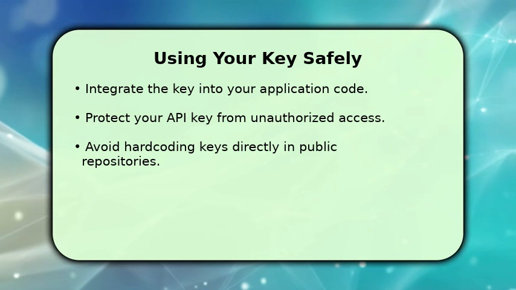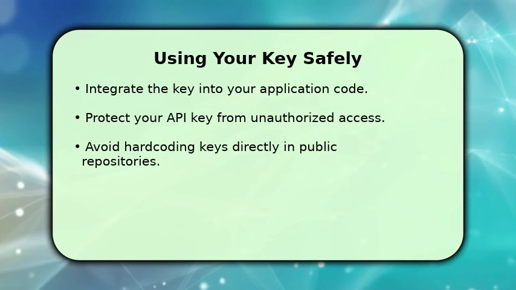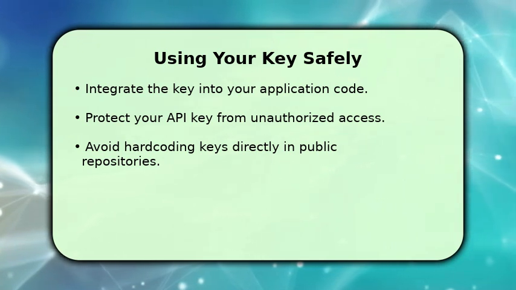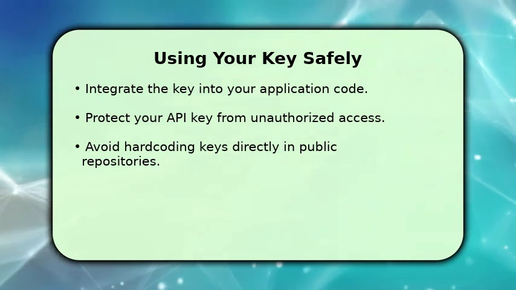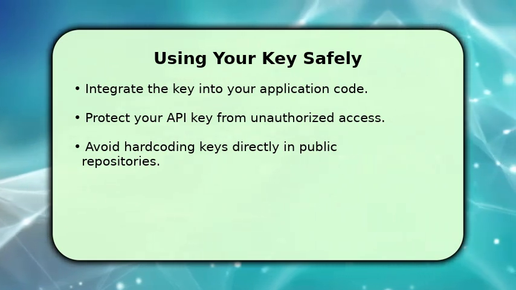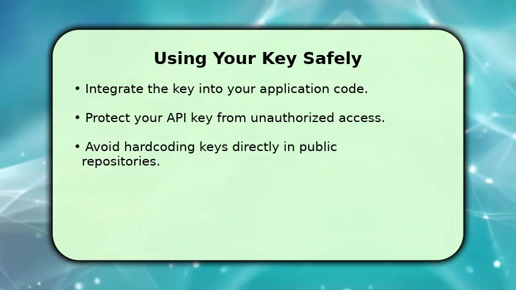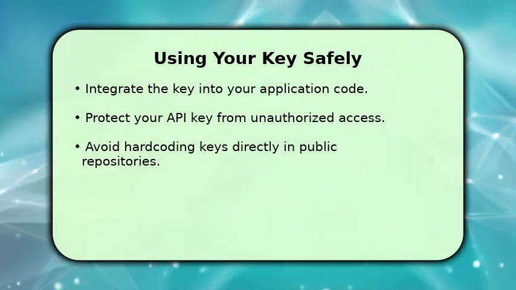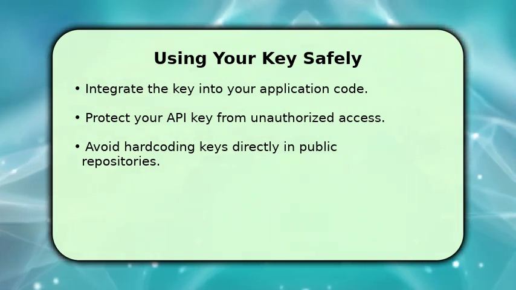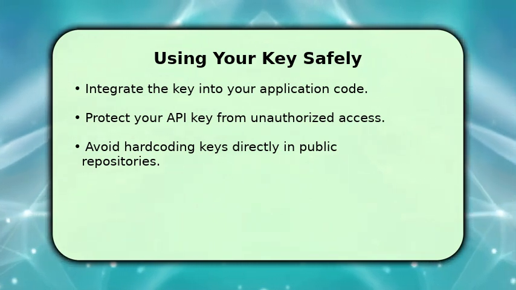With your API key in hand, the next step is to integrate it into your application. This typically involves configuring your development environment to use the key when making requests to the Gemini API. Remember, protecting your API key is paramount. Never hard-code it directly into your source code, especially if your code is publicly accessible. Instead, use environment variables or a dedicated secret management service to keep your key secure and out of sight.